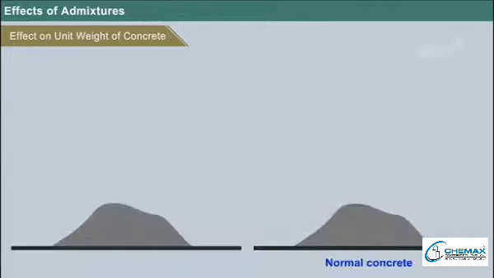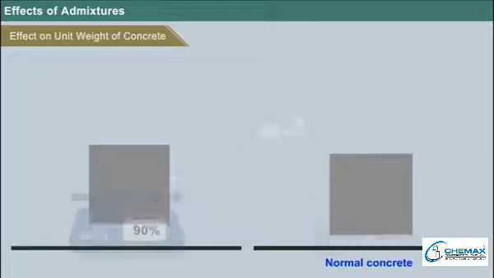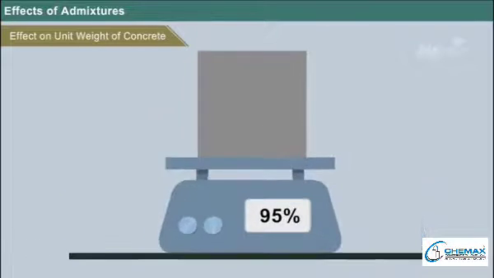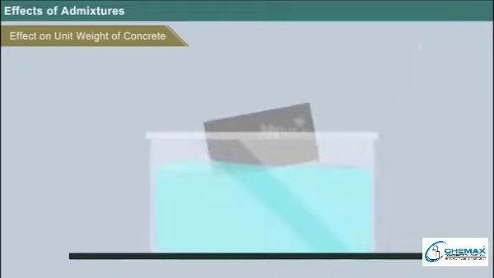Effect on unit weight of concrete. Air entraining admixtures, when added to the concrete, decrease the solid material by 5% of its weight. Hence, the weight of this concrete is reduced by 5% of the weight of normal concrete. The origin of lightweight concrete is based on this concept.